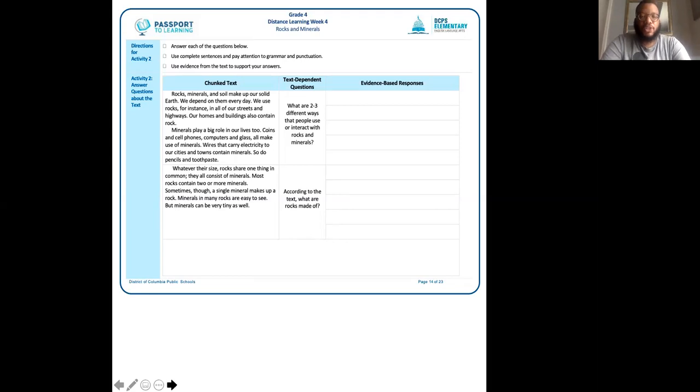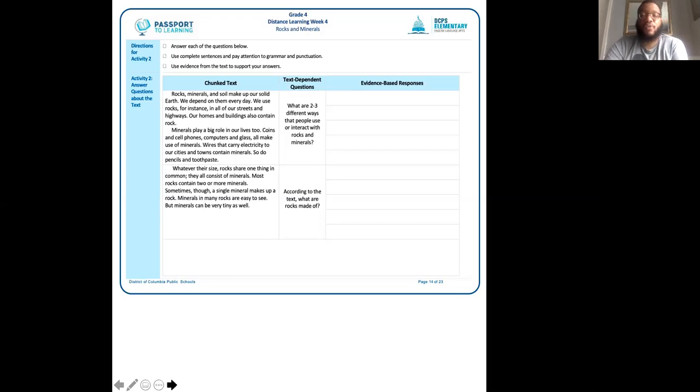The first text-dependent question says, what are 2 to 3 different ways that people use or interact with rocks and minerals? That chunked text is where we're going to get the evidence from. So let's read the chunked text. It says, rocks, minerals, and soil make up our solid earth. We depend on them every day. We use rocks, for instance, in all of our streets and highways. Our homes and buildings also contain rock. Minerals play a big role in our lives too. Coins and cell phones, computers and glass all make use of minerals. Wires that carry electricity to our cities and towns contain minerals. So do pencils and toothpaste.